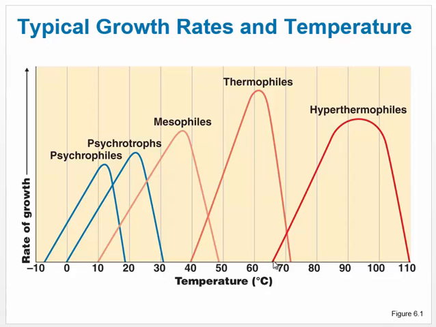They can grow from about 66 degrees Celsius all the way to 110, which is well above boiling, with an optimal range of somewhere between maybe 90 and 95 degrees Celsius. So psychrophiles, psychrotrophs, mesophiles, thermophiles, and hyperthermophiles are groups that we categorize different species of bacteria in depending upon what temperature they really enjoy growing at.